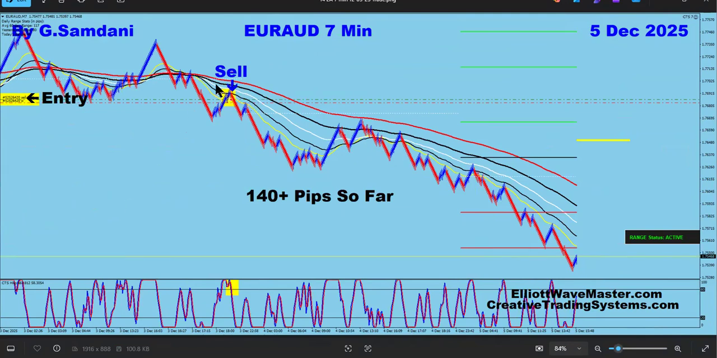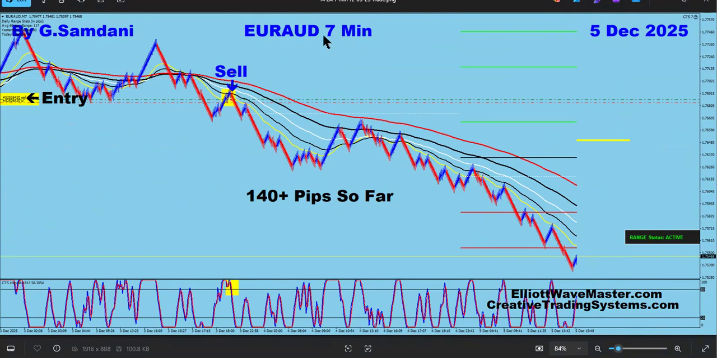If I'm wrong, I only lose 15 pip. SL is always right there. If I made an entry here, SL is right there, above the high. If I made the entry right here, it's going to be the same. If this entry wouldn't be there, it will take this one or this one or this one. All of these are good entries, right?